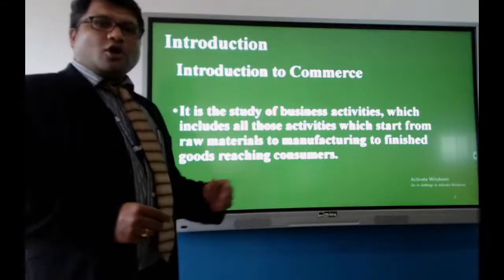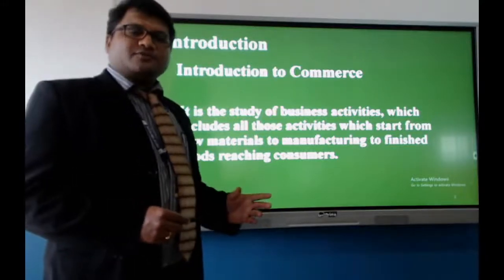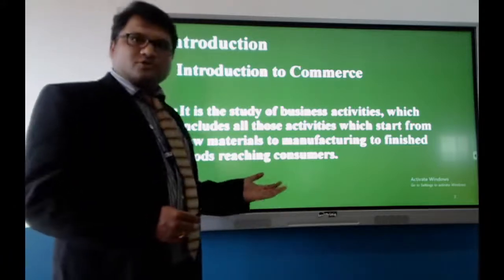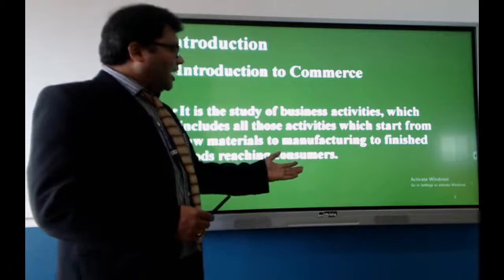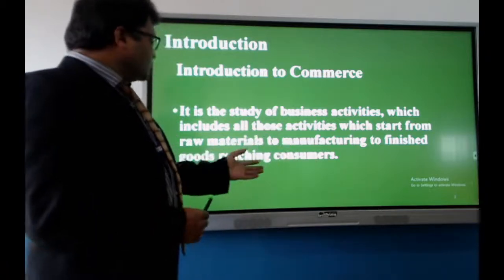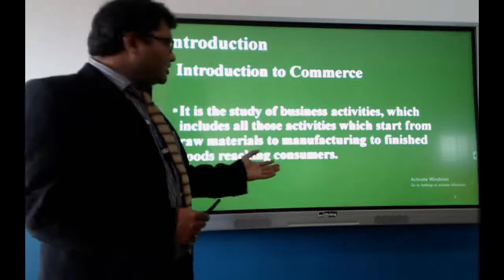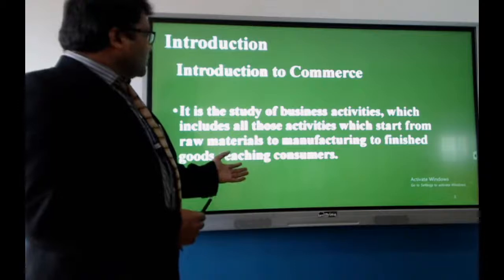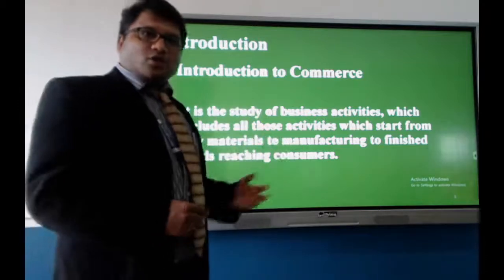which includes all those activities which start from extraction of raw materials and taking all those raw materials to the manufacturing facility, and after manufacturing all those goods when they are reaching the final consumers. So all the stages which are involved in all these steps together, it is called commerce.